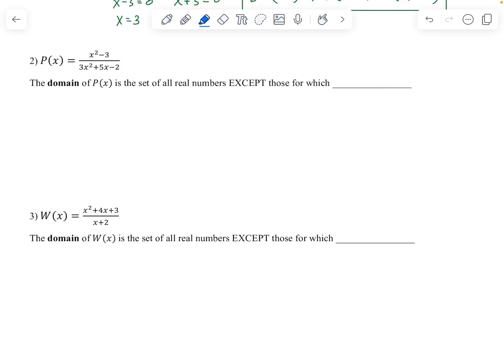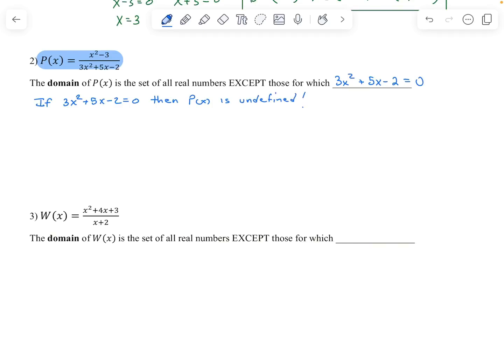Example number 2. Find the domain of p(x) = (x² - 3) / (3x² + 5x - 2), and write the domain in interval notation. The domain of p(x) is the set of all real numbers except those for which 3x² + 5x - 2 is equal to 0. If 3x² + 5x - 2 is equal to 0, then p(x) is undefined.